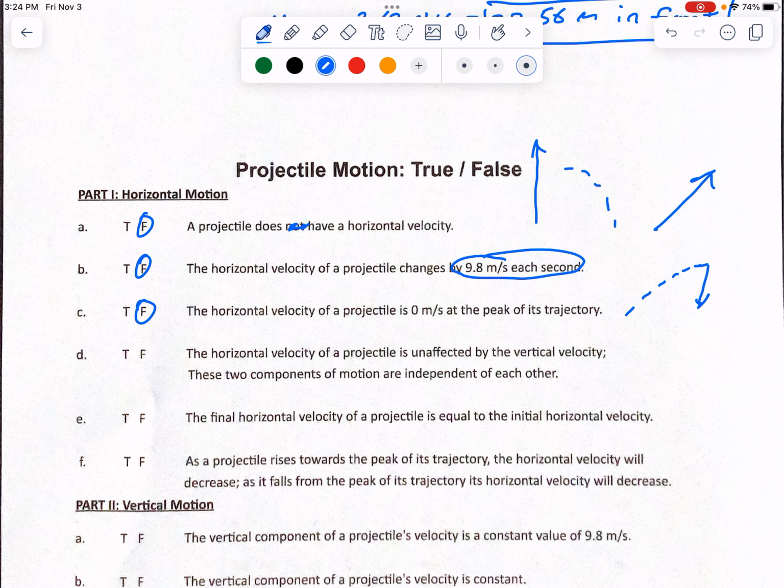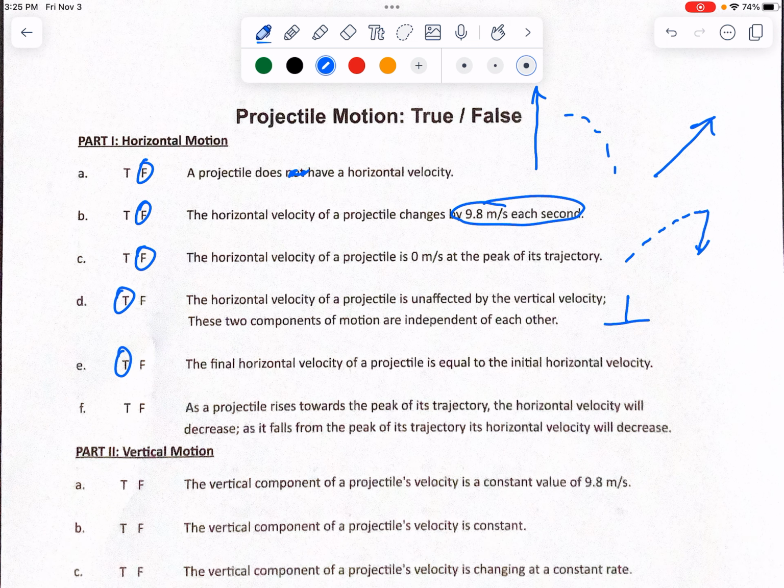D, the horizontal velocity of a projectile is unaffected by the vertical velocity. These two components of the motion are independent of each other. This is true. They are perpendicular. That means they do not affect each other at all. So whatever one does, it doesn't affect the other one at all. E, the final horizontal velocity of a projectile is equal to the initial horizontal velocity. That's true because we said it never changes, so it should be the same at the beginning and the end.